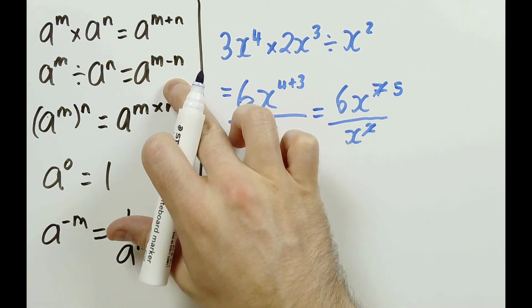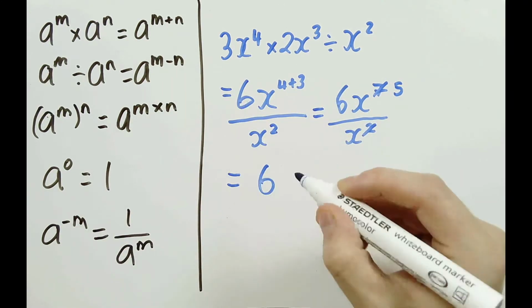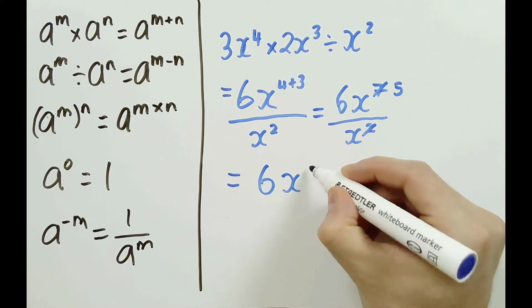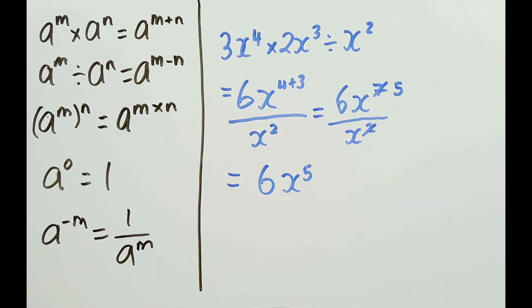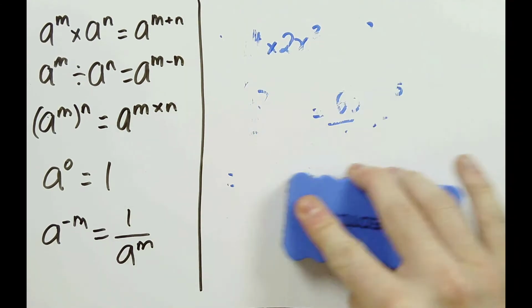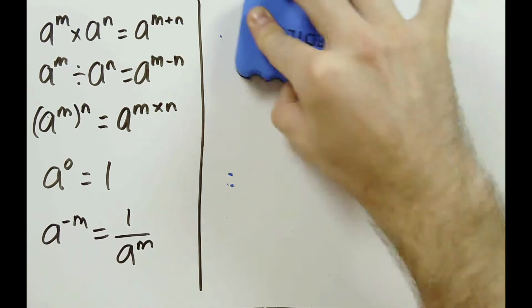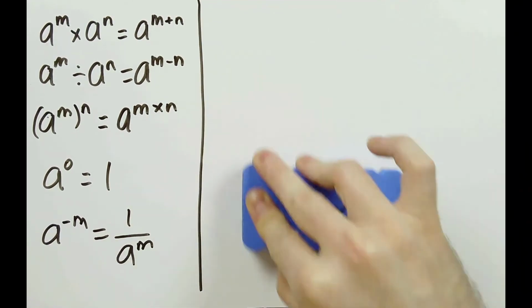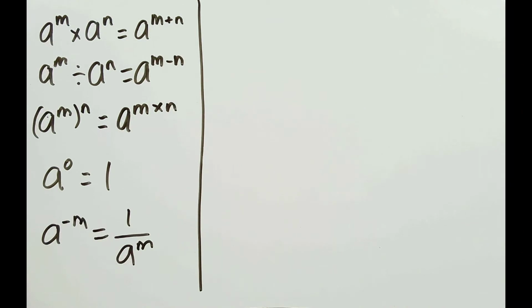So that leaves us with 6x to the power of 5, and nothing in the denominator because we've cancelled it out. So that's the answer of that one. The more examples you do, the quicker you'll become with your simplification, and these laws will become second nature to you.